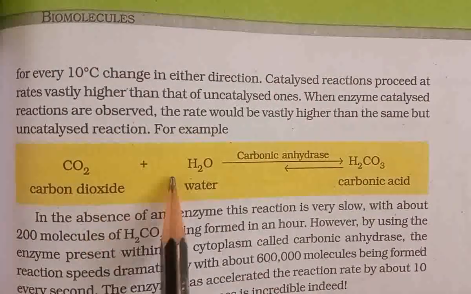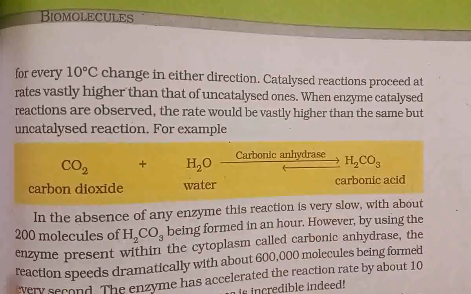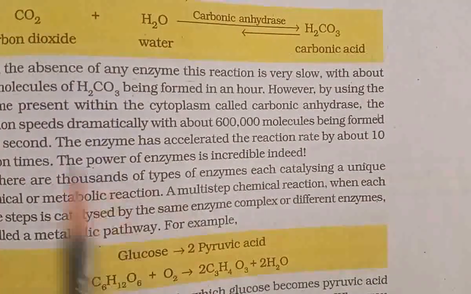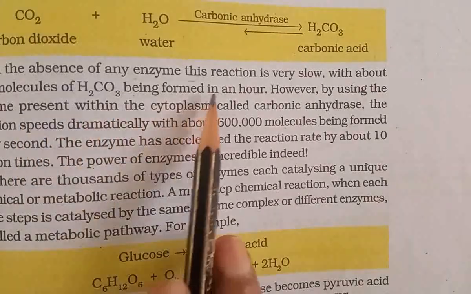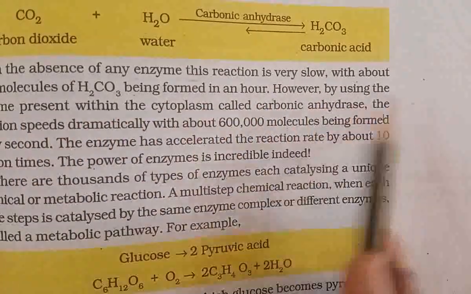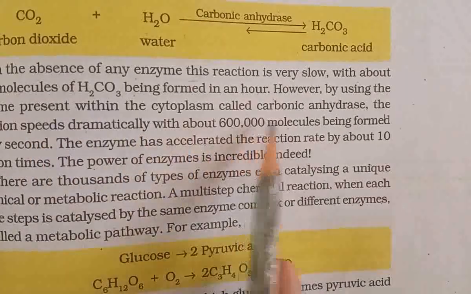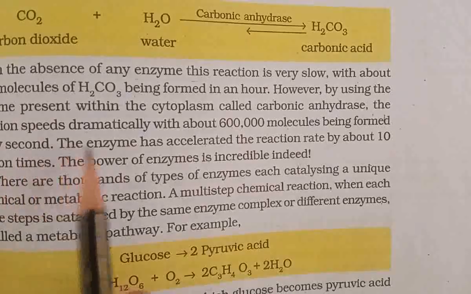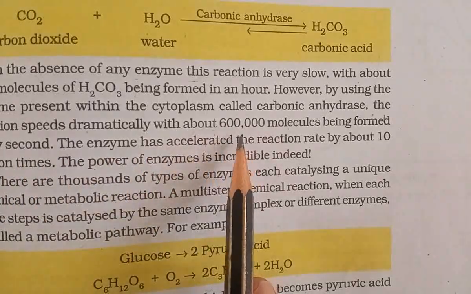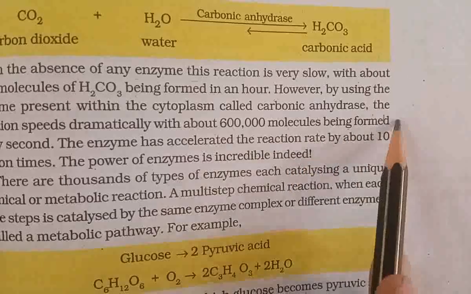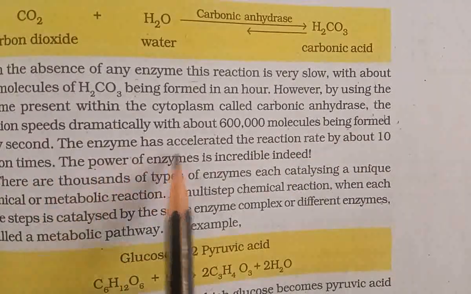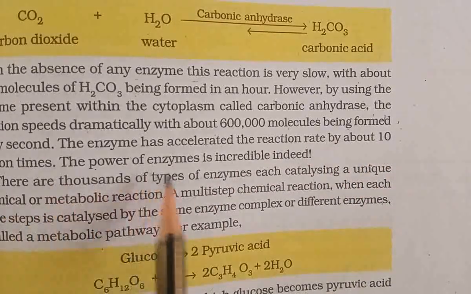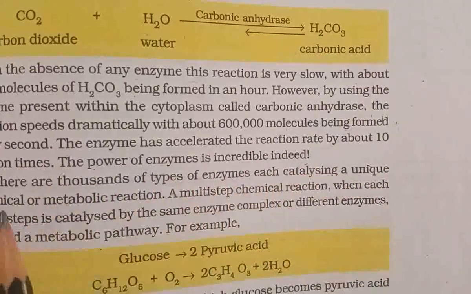For example, CO2 + H2O gives H2CO3. In the absence of any enzyme, this reaction is slow, with about 200 molecules of H2CO3 being formed in an hour. However, with the enzyme present in the cytoplasm called carbonic anhydrase, the reaction speeds up dramatically, with about 6 lakh molecules being formed every second. The enzyme has accelerated the reaction rate by about 10 million times. The power of the enzyme is incredible indeed.